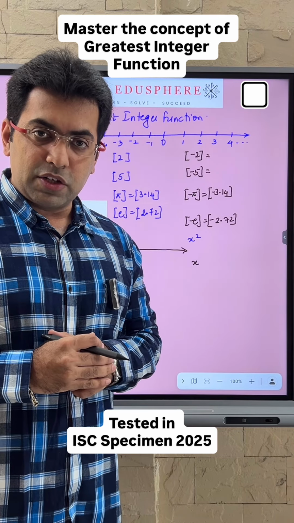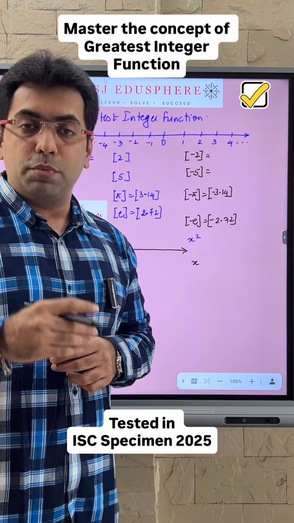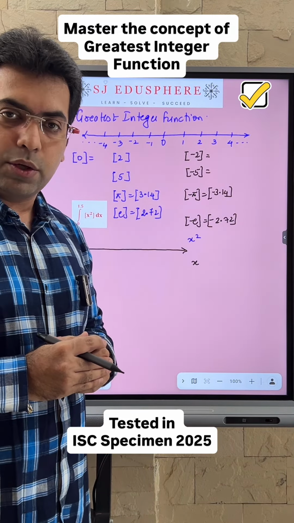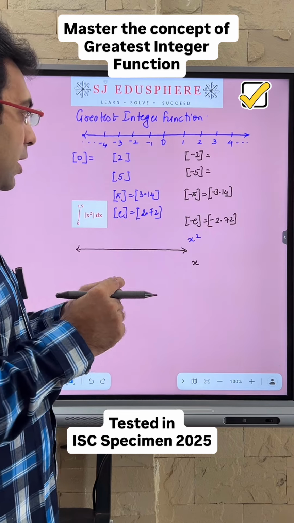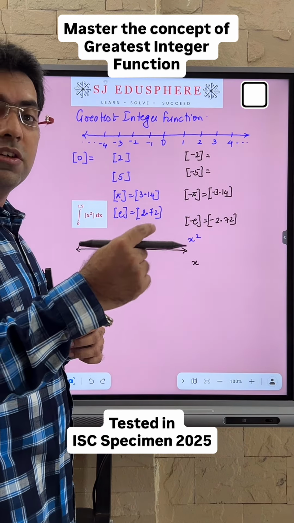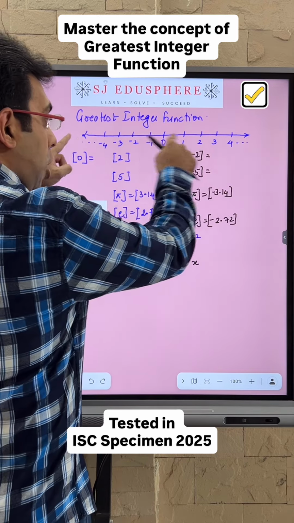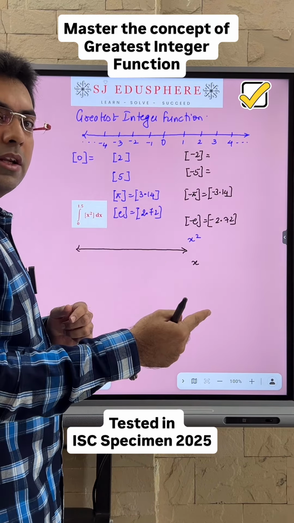Greatest integer function, a concept which you should be well versed with for definite integration as well as continuity. Let us quickly understand what happens in a greatest integer function. As the name says, it is the integer value on the number line which has already been crossed.